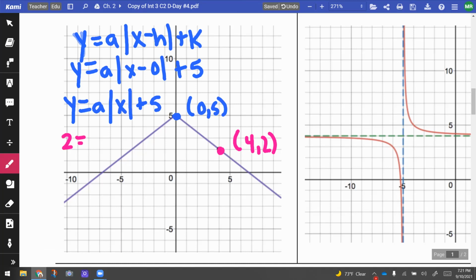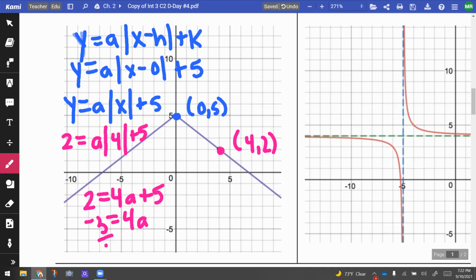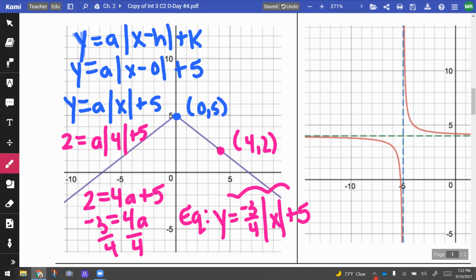So I'm going to get 2 is equal to a times the absolute value of 4 plus 5. And the absolute value of 4 is 4. So I'm going to get 2 is equal to 4a plus 5. I'm going to minus 5, so I get -3 is equal to 4a. I divide both sides by 4, and I end up getting my a is -3/4. So my equation, we have to write out our equation, is y is equal to -3/4 times the absolute value of x plus 5. And that is our answer.